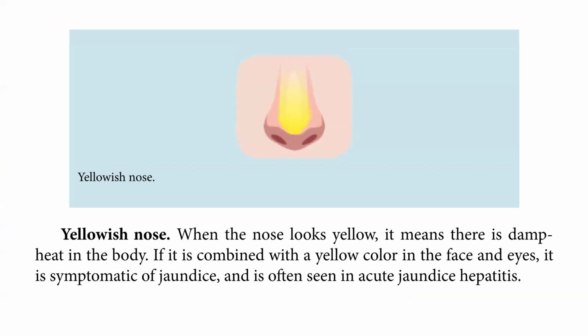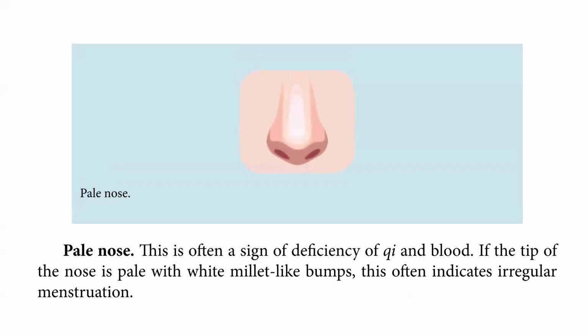Here we have a yellowish nose. When the nose looks yellow, it means there is damp heat in the body. If it is combined with a yellow color in the face and eyes, it is symptomatic of jaundice and is often seen in acute jaundice hepatitis.